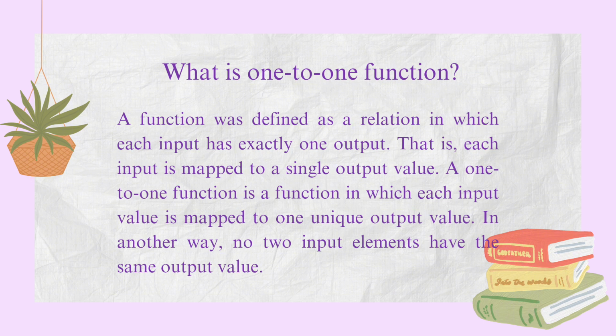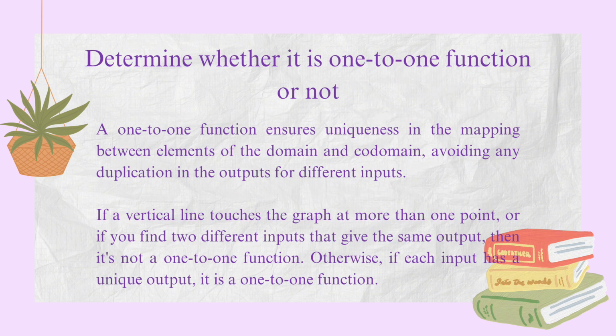A one-to-one function ensures uniqueness in the mapping between elements of the domain and codomain, avoiding any duplication in the outputs for different inputs.